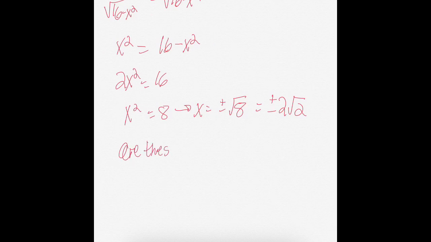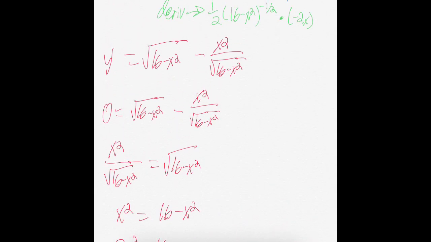My domain is -4 to 4. So we should ask ourselves, are these points in our domain? Because if they're not in our domain, then we don't need to check them for extreme values. But in this case, they are. That's because root 2 is smaller than 2, which means that 2 root 2 is smaller than 4, and -2 root 2 is bigger than -4.